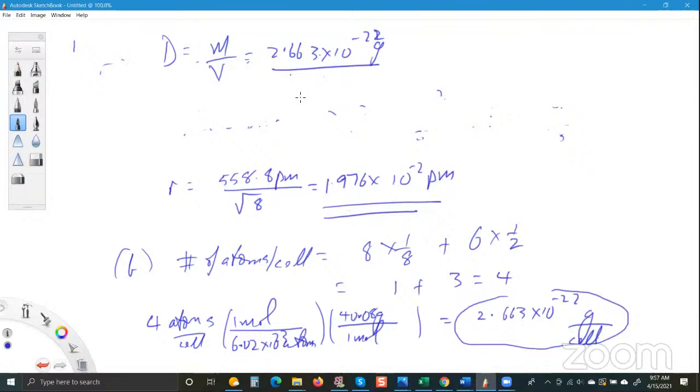The length of one edge would be, we have it here as 558.8 picometers. And again, I would convert this to centimeters. Let me see. 1 picometer will be equal to 10 to the minus 10 centimeters, okay?